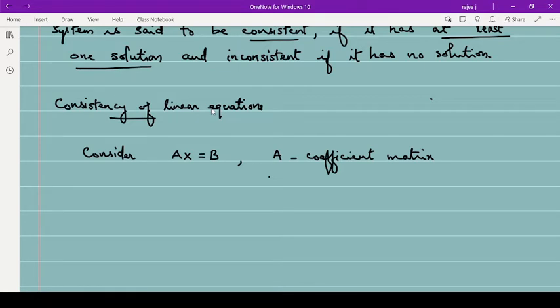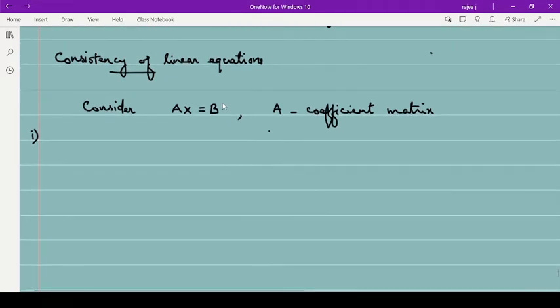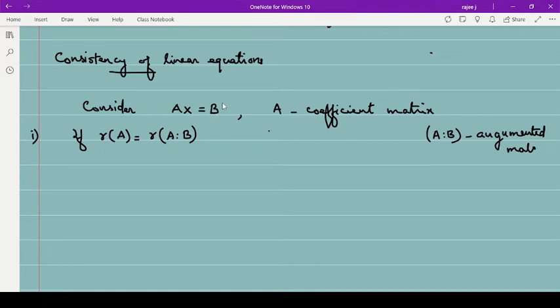If it is given like this, then the first condition you have to see is the rank of A. If rank of A is equal to rank of AB. This AB, I will show you by solving the problem, is called the augmented matrix. Augmented means combined matrix. You just need to know this.